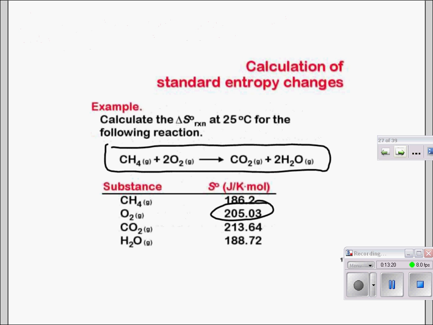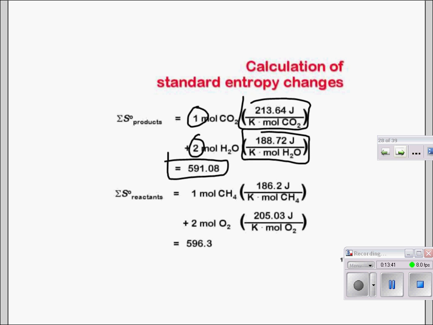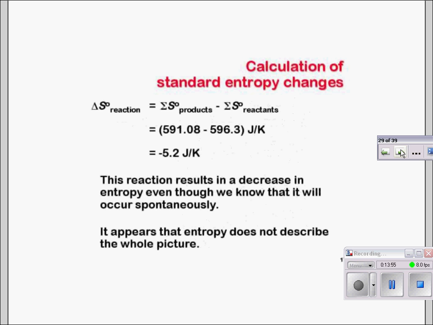Remember, delta S is always in joules. Be careful with the units. When you're doing the calculation, it's always going to be in joules. Products minus reactants. So I take the 2 products. I take the coefficients times the value that was in the table originally, multiply those, and add them all together. I get 591. Then I take the reactants, coefficients, times the value from the table, and then I subtract the 2. So products minus reactants, so 591 minus 596, and I calculate my delta S value. Comes out to be negative 5.2 joules per Kelvin.